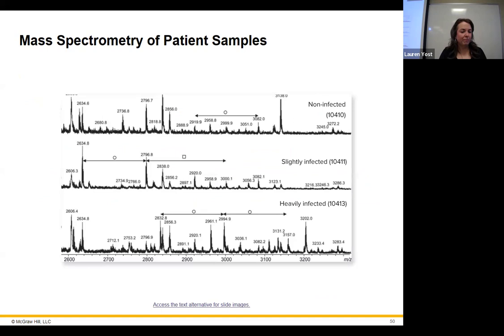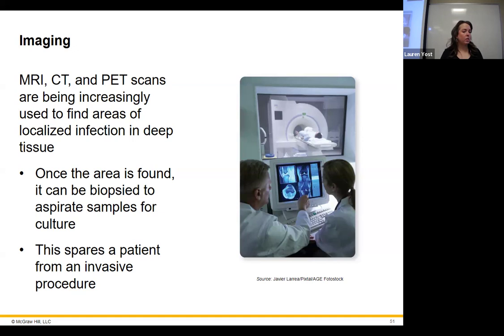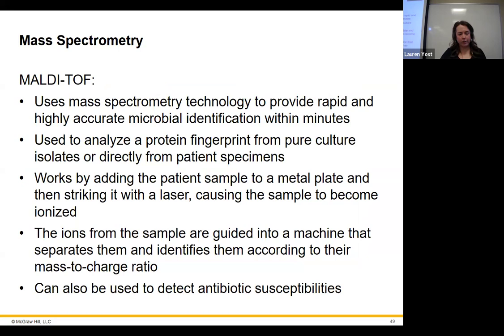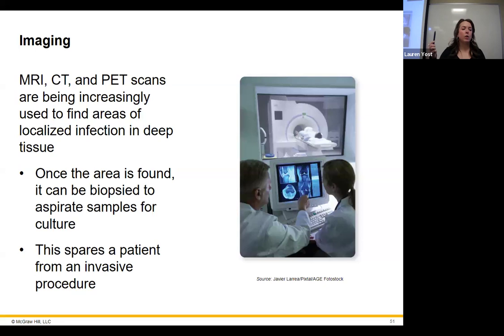All right, next we have imaging. Obviously when we get into mass spectrometry and even lab on a chip, these are not genetic anymore. We're into the other category, so just on its own. But imaging, we're pretty familiar with this, right? MRI, CT, PET scans, X-rays.